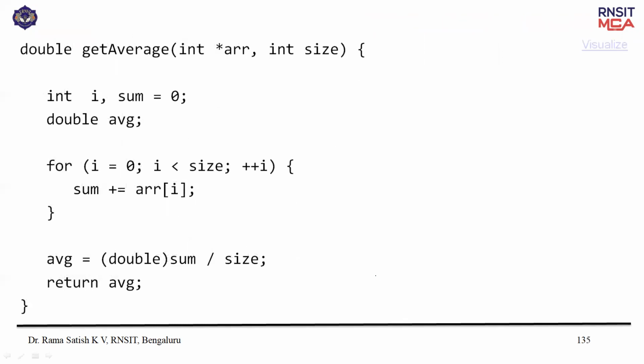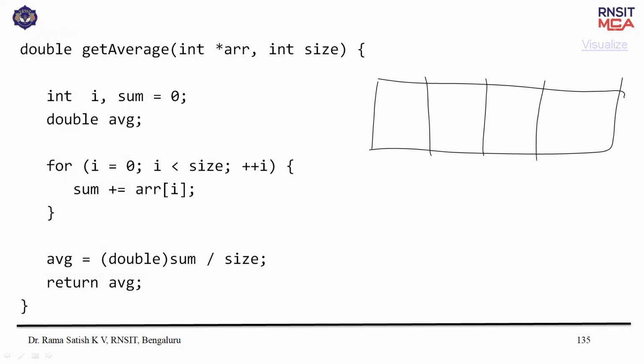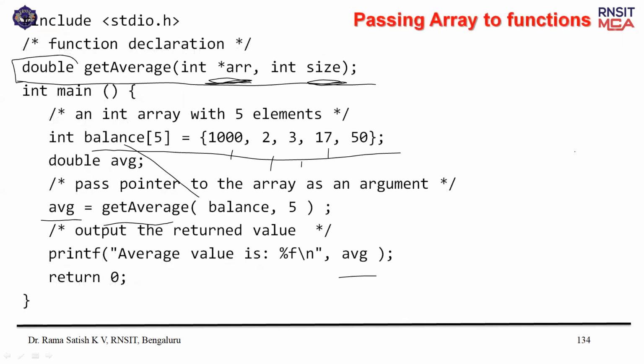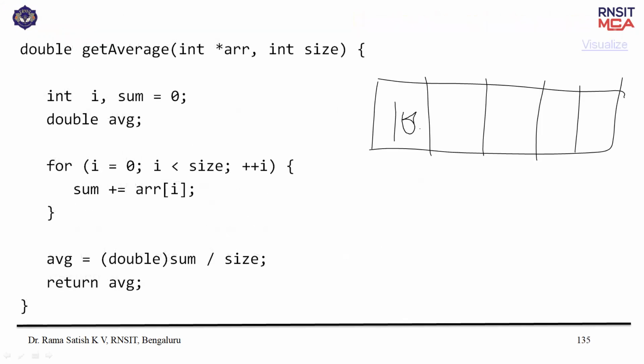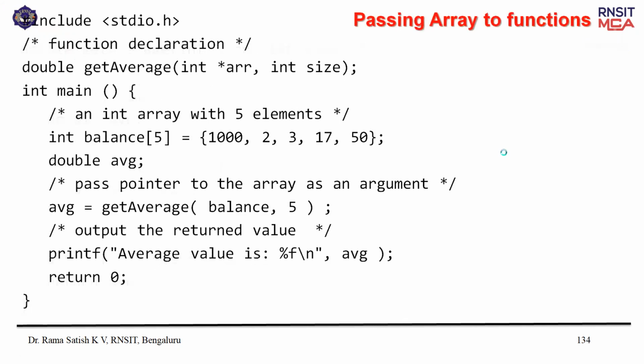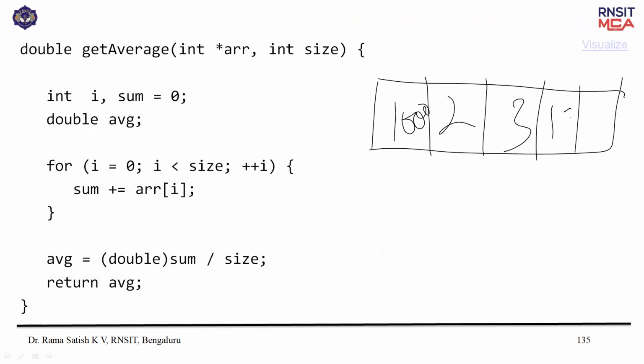So what is happening in the get average function? You have an array of 5 elements, 1, 2, 3, 4, 5. So the first element happens to be 1000, then 2, 3, and 17 and 50. So now the array is pointing to the first element.